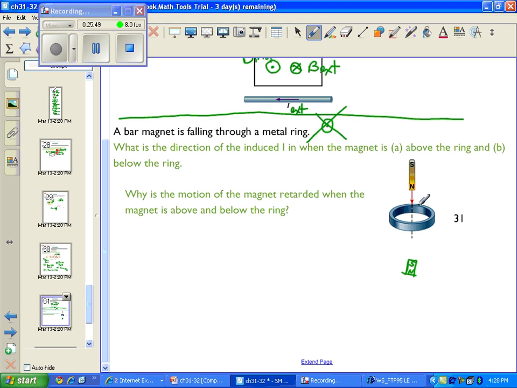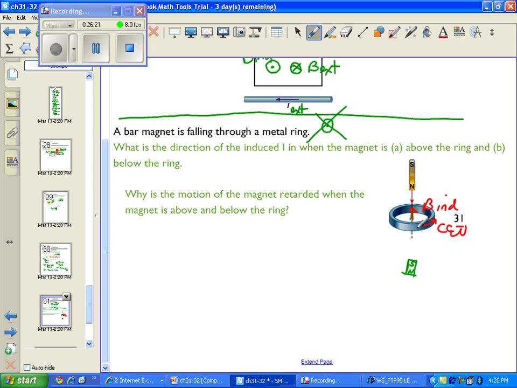Well, as the magnet is approaching, the ring tries to prevent this approach and produces an induced magnetic field with a north blocking this external north. If we use the right-hand rule, we find that the current, if we're looking at the top of the ring, is going to be in the counterclockwise direction.